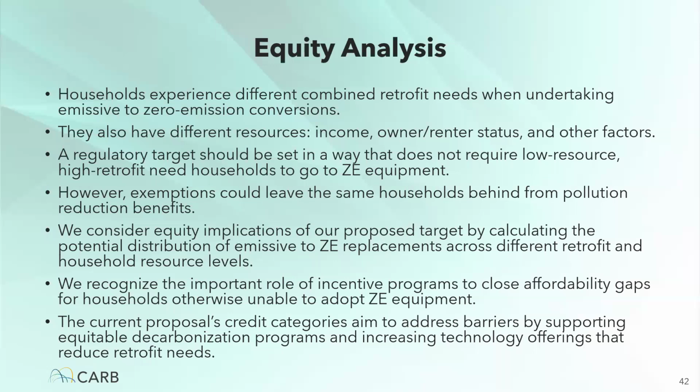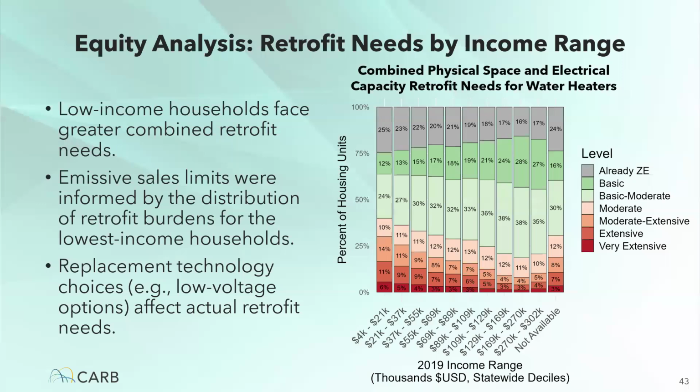We also encourage technology innovations that can reduce or eliminate the need for retrofits to accommodate zero emission equipment where emissive equipment was previously installed. So as a check of the feasibility of our targets, we examined how retrofit needs are distributed across different income levels in the state. And our broader environmental justice and equity analysis will present similar results on retrofit needs across all end uses and by owner and renter status.